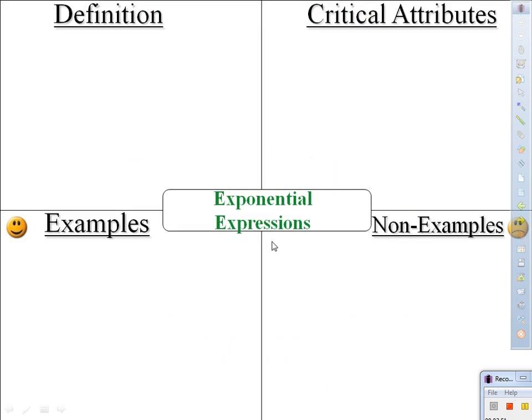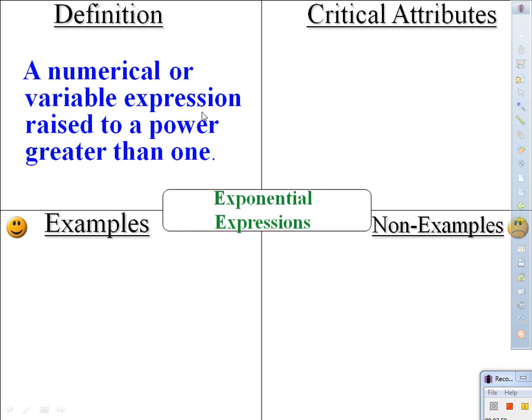Exponential expressions, and here's some flashbacks for some of you. Let's see if you remember. What are exponential expressions? A numerical or variable expression raised to a power greater than 1. A numerical or variable expression raised to a power greater than 1.